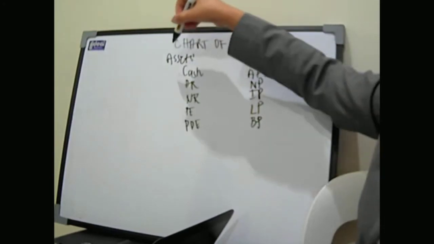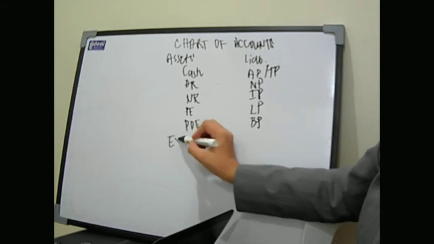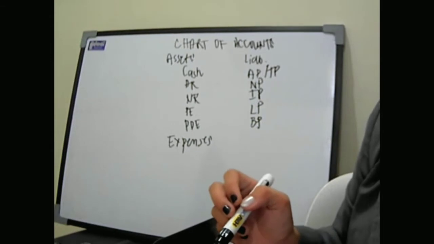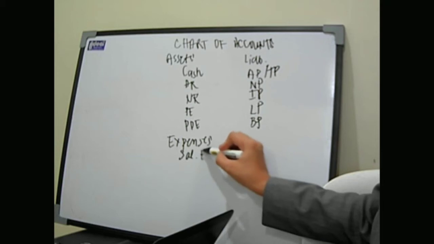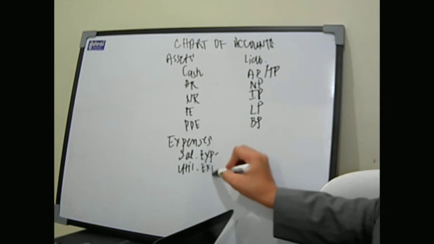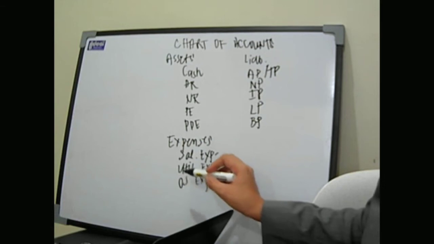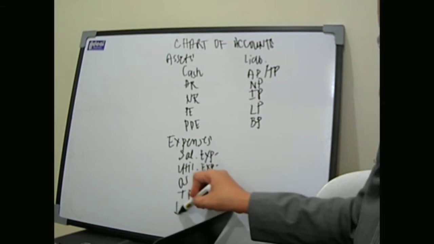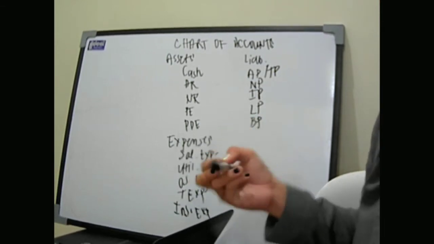So, kunwari, ito yung debit side, ito yung credit side. So, ano pa nga yung nasa debit side natin? We have expenses. Expense elements. Usual na ginagamit, salaries expense, utilities expense, office supplies expense. What else? Taxes expense, insurance expense. And so on and so forth.